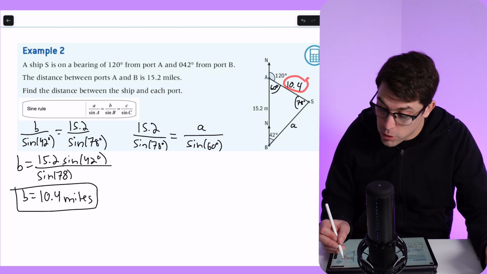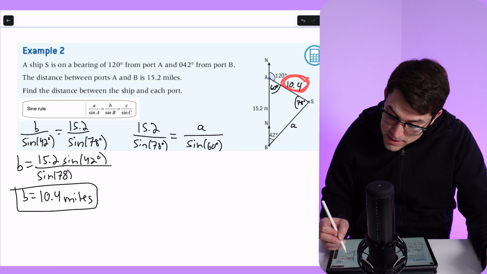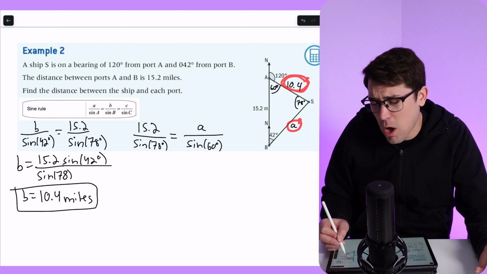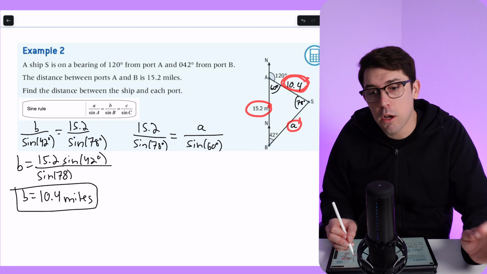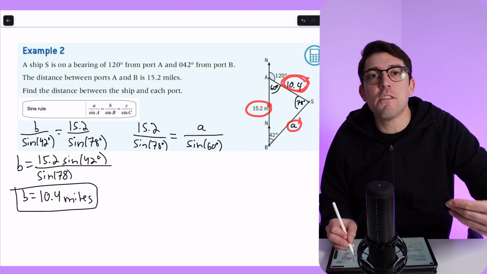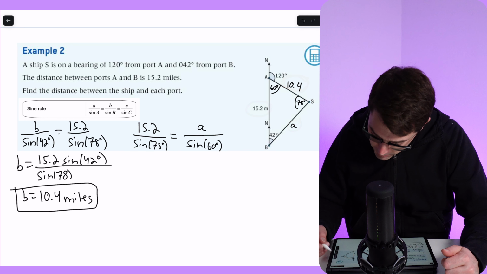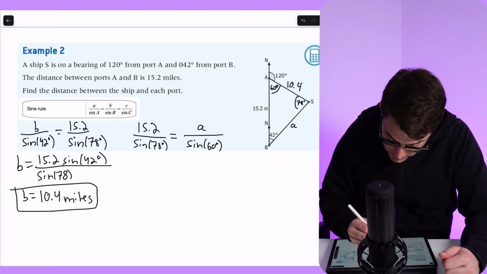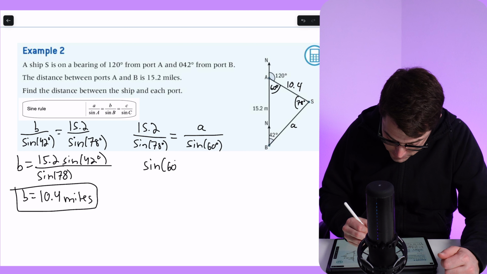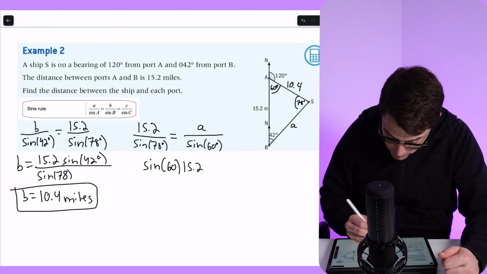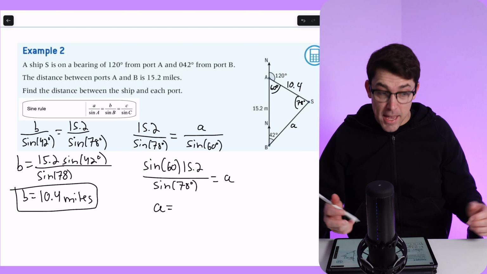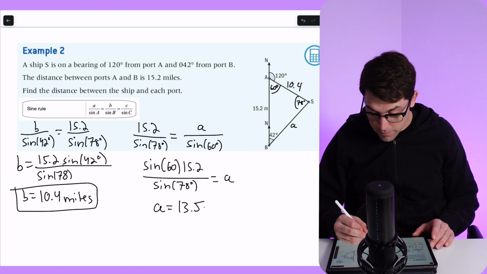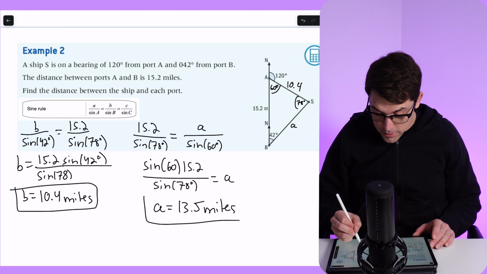What that means is that if you're using an approximate answer, it is more likely to have a wider margin of error when used in a calculation. So if you use 15.2, you're more likely to get closer to the true value because it's given to you directly by the problem. If I want to solve for this, then I would have the sine of 60 times 15.2 all over the sine of 78 degrees is equal to A, meaning that my side A is going to have a length of 13.5 miles to 3 significant figures.